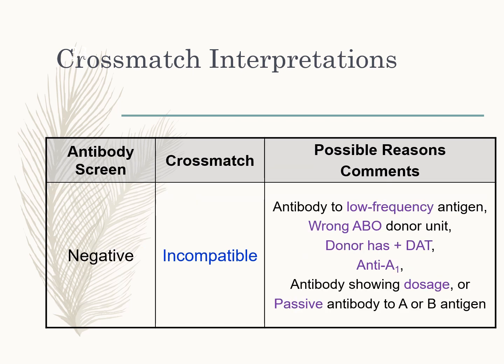If you have a negative antibody screen and an incompatible crossmatch, again, that could be an antibody to a low-frequency antigen that wasn't picked up on the antibody screen. You could have selected the wrong ABO donor unit. That donor unit could have a positive DAT. Your patient could have an anti-A1 if they're an A subgroup. It could be an antibody that wasn't picked up during the screen because it's showing dosage, and that unit might happen to have a double dosage, so now it's showing incompatible.